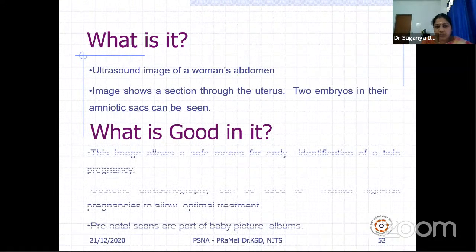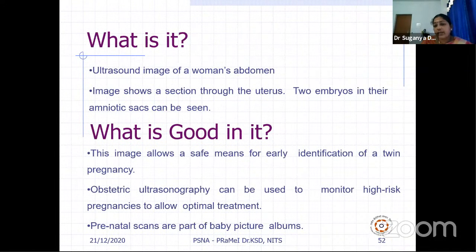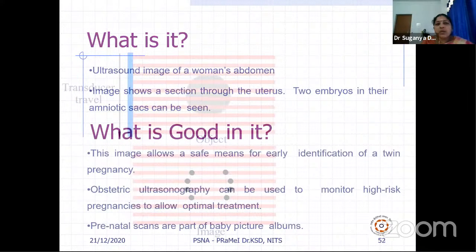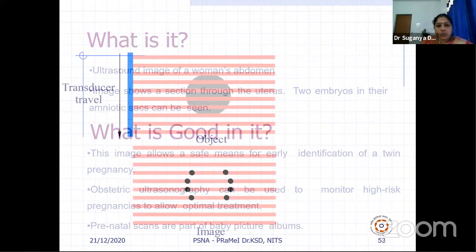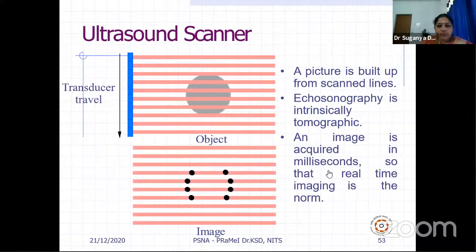What is good in it? This image allows a safe means for early identification of twin pregnancy, and obstetric ultrasonography can be used to monitor high-risk pregnancies, and prenatal scans are part of baby picture albums. I'll be directly going to the working of this.